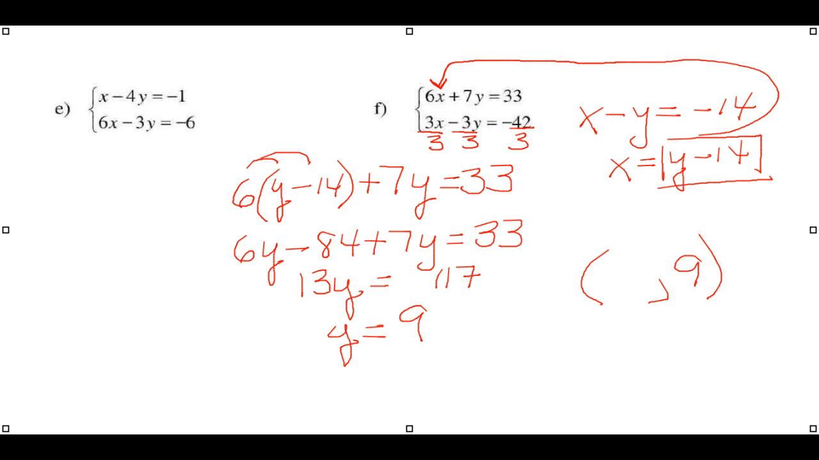Now to save room, we can just do this. Put our y value right there, 9. 9 minus 14 is a negative 5. And if you were to put these into the original or your new equation, that would be a solution.